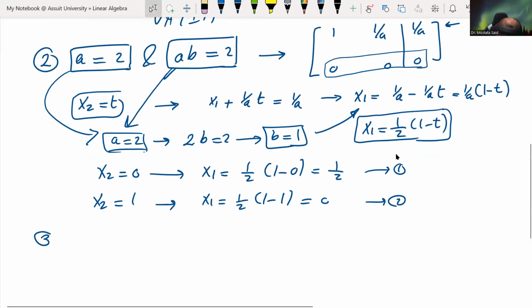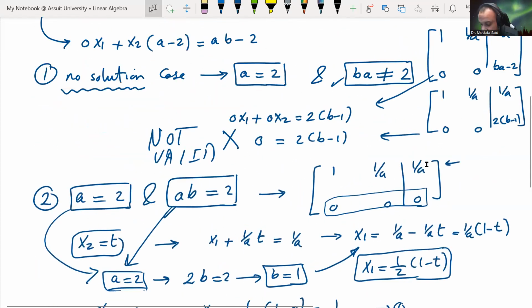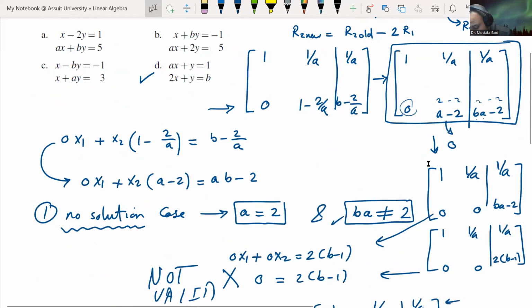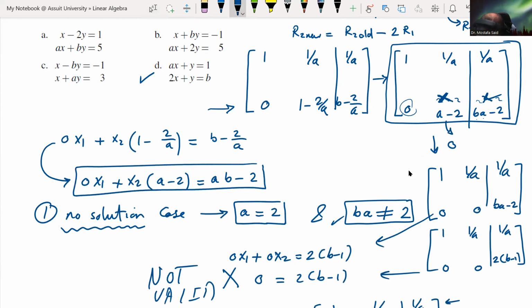Finally, the last case, which is the unique solution case. In the unique solution case, you shouldn't have a 0 here or a 0 here. I'm sorry, you shouldn't have a 0 here. You can have 0 there, that's fine, but you shouldn't have a 0 here.